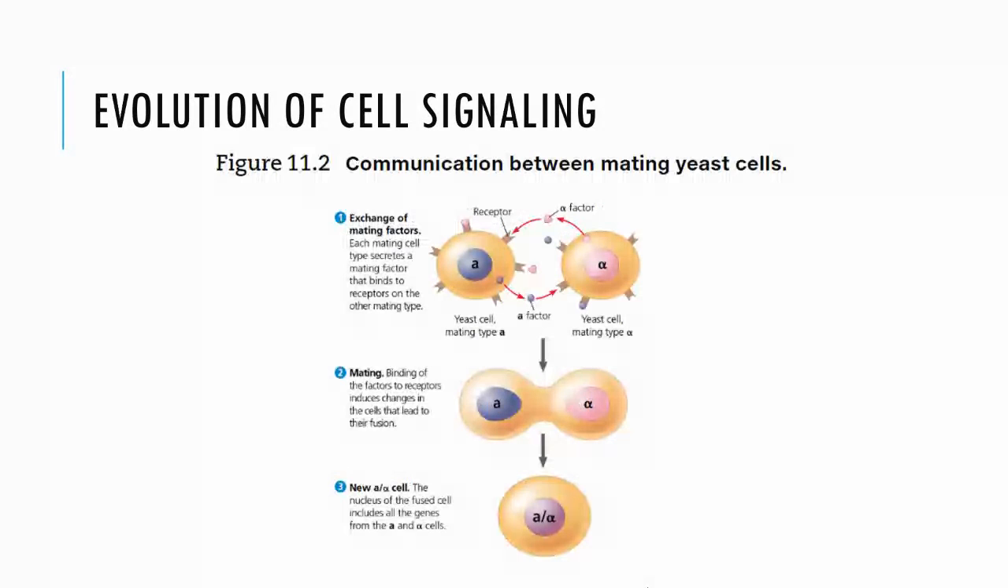So this is a picture of the yeast mating communication. We have our A cell and our alpha cell. You can see that the factor they're secreting is different in each cell type, and that the factor will fit into the receptor on the opposite cell type. So they will secrete their factor, they bind, and then we have our new A/alpha cell at the end.